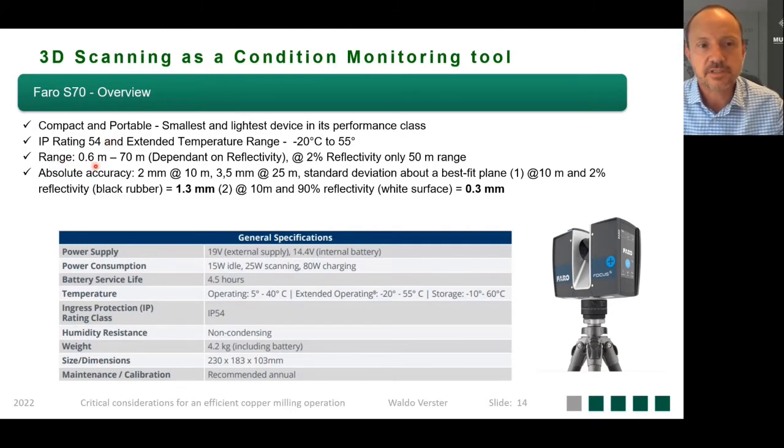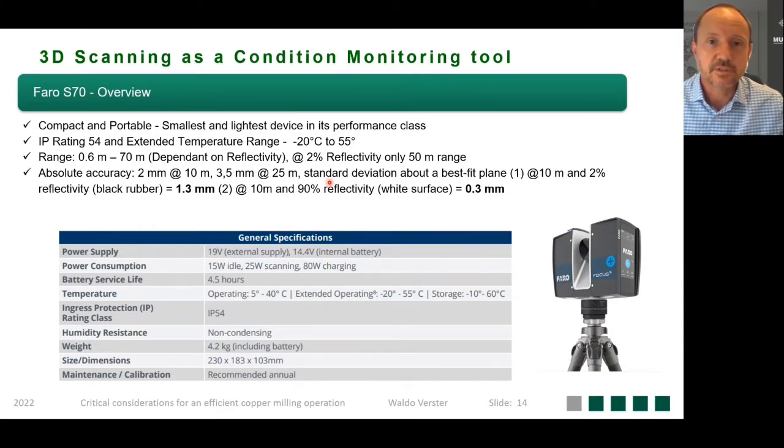Extended range of between 600 millimeters to 70 meters. The range will depend on the reflectivity of the material being scanned. For example, a black surface with a 2% reflectivity can only be scanned up to a range of 50 meters. If we look at the absolute accuracy of the scanner, 2 millimeters at 10 meters and 3.5 millimeters at 25 meter range, but your absolute accuracy doesn't paint an accurate picture of how accurate this piece of equipment really is. A better way to define the accuracy is to look at the standard deviation, or one standard deviation.